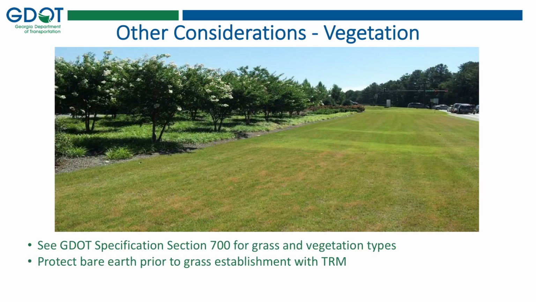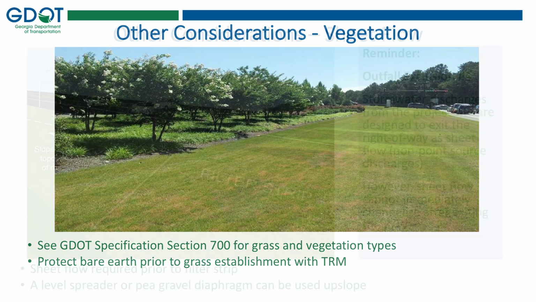Some other considerations. Water quality performance is directly related to the density of vegetation along the strip. Also, because sheet flow and uniform sloping are important, Type 1 turf reinforcement matting is recommended to be installed along with the site's permanent grassing to ensure slopes do not erode prior to establishment of vegetation. Grassing and turf reinforcement guidance can be found in GDOT Specification, Section 700.